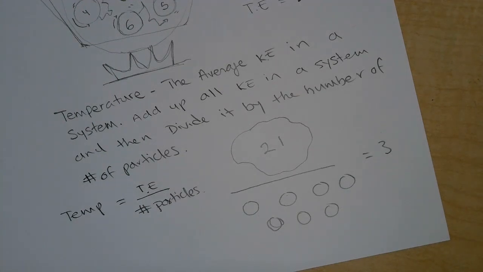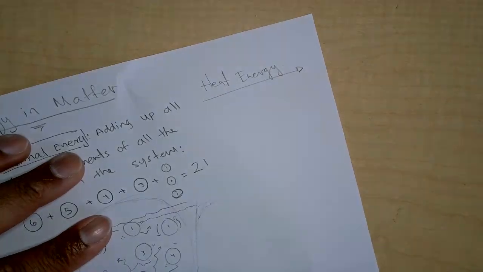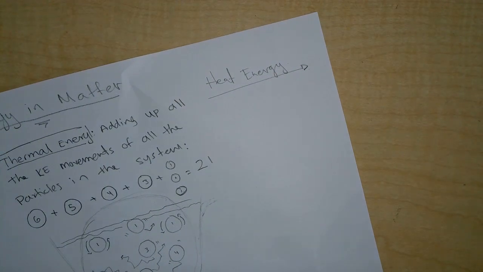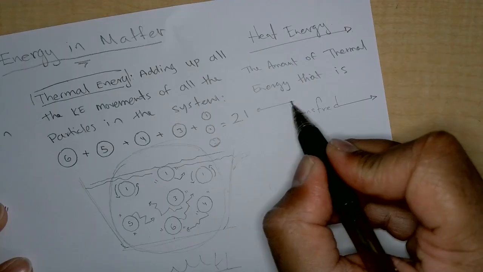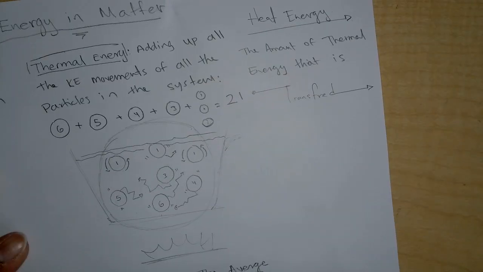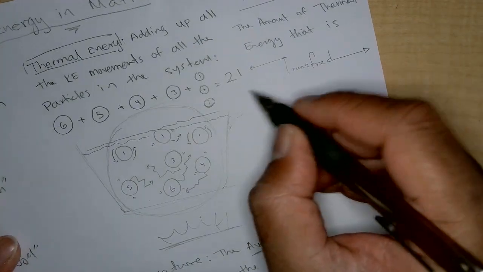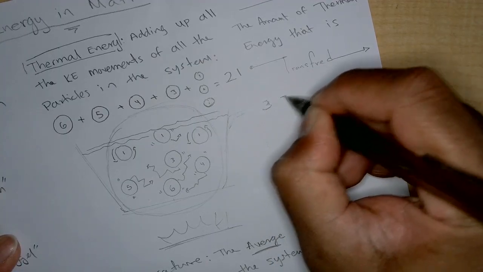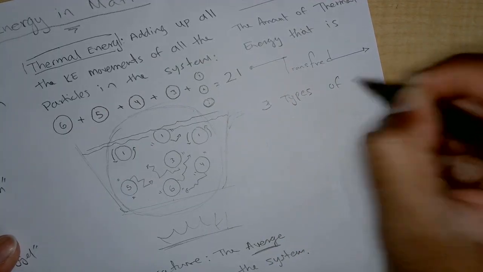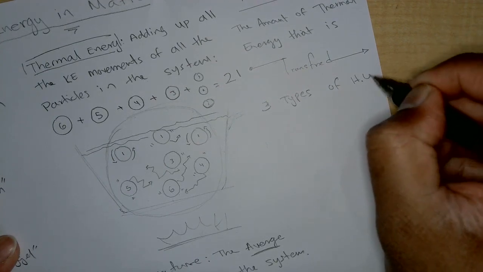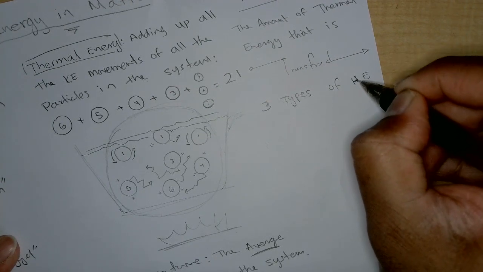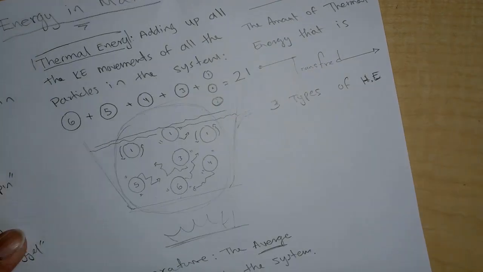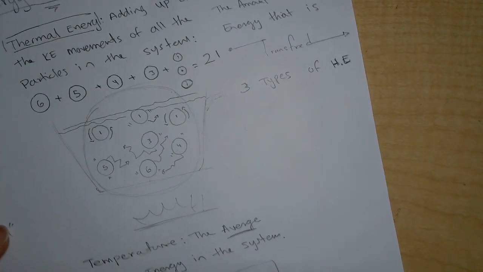Pretty chill, huh? All right, we got 6 minutes. We're pretty much done with this. And heat energy is simply the energy that is transferred. There's 3 different types of heat energy. So we'll write that down. 3 types of heat energy. And then we'll talk about what each of these are. Yeah, well, actually, let's do it right now.